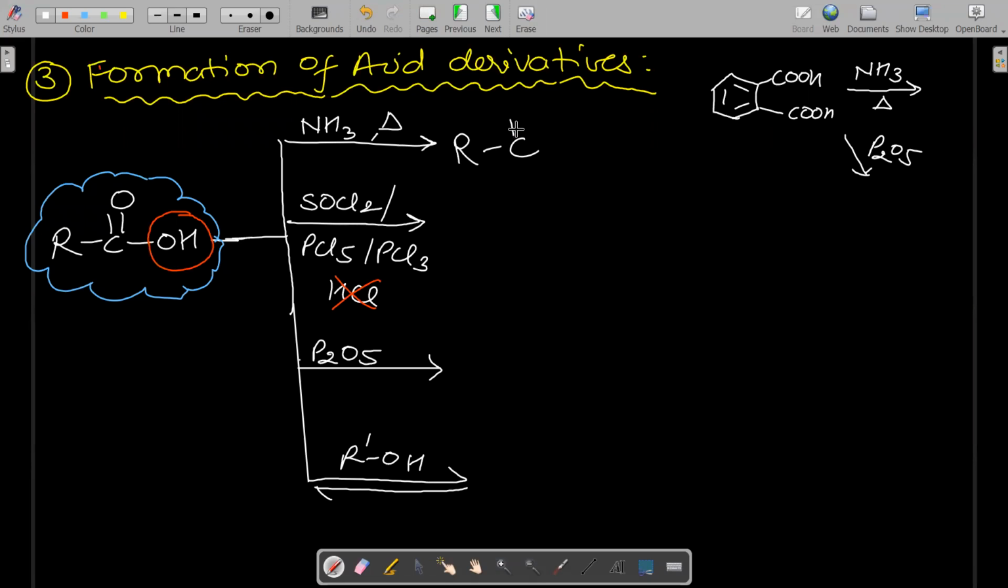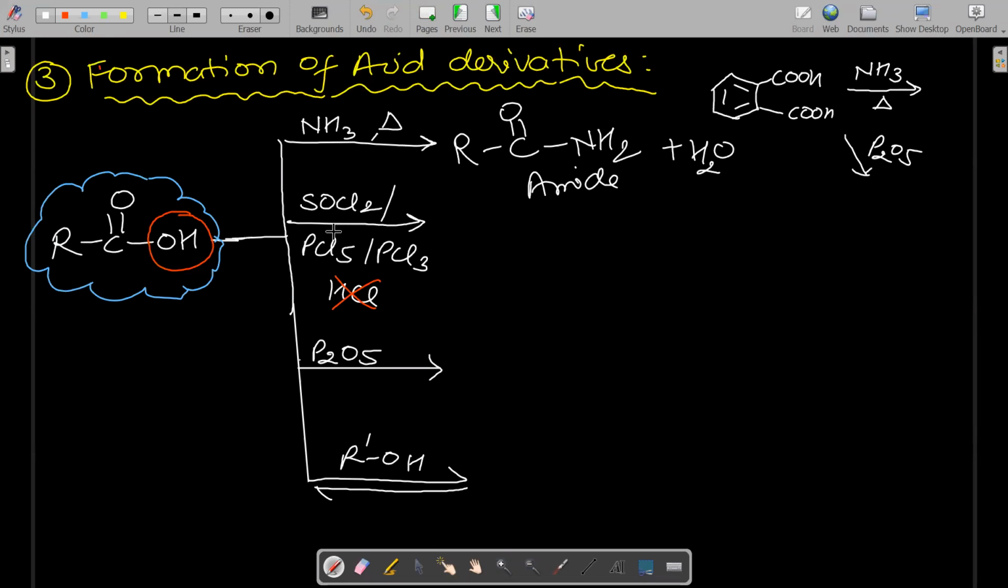So what happens? CO, OH की जगह क्या ग्रुप आ जाएगा बच्चे? NH2, ठीक है। So here NH2 is coming and one H is left. So what is the byproduct? Water. Okay. So carboxylic acid reacts with ammonia and heated to form amide. This is the first derivative of carboxylic acid. Okay. तो amide बनाने के लिए ammonia डाल के heat करते हो.